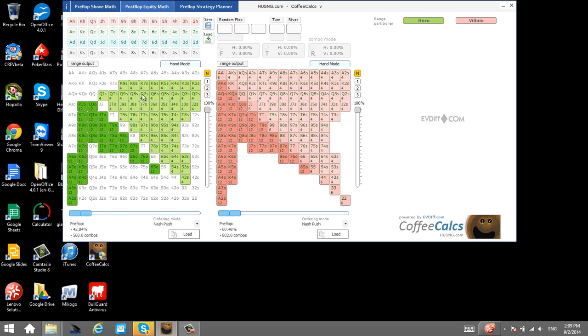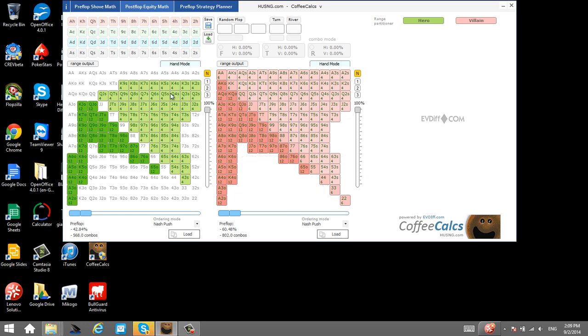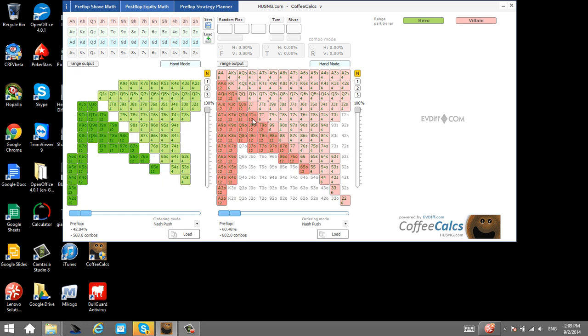This is just some default that it's picked, and it's probably okay. This is probably an okay flatting range, and this is probably an okay min-raising range, for instance. So we'll assume that this is the min-raiser, this is the flatter, in position and out of position. You don't actually need to set any of that. It's just for your own reference point.